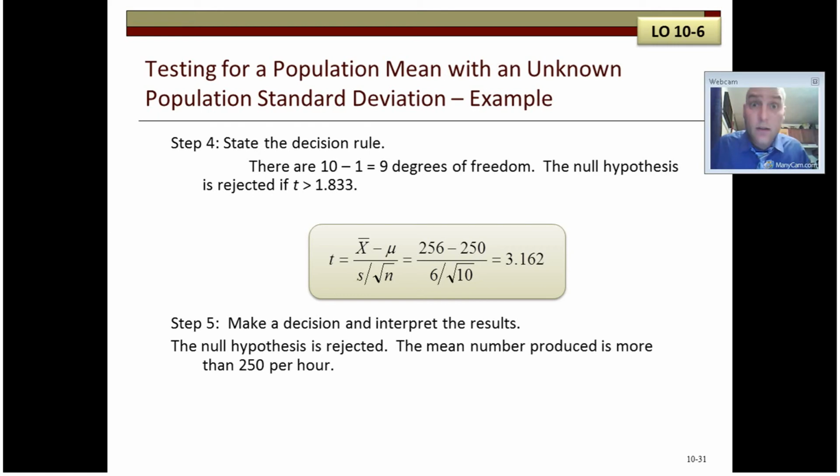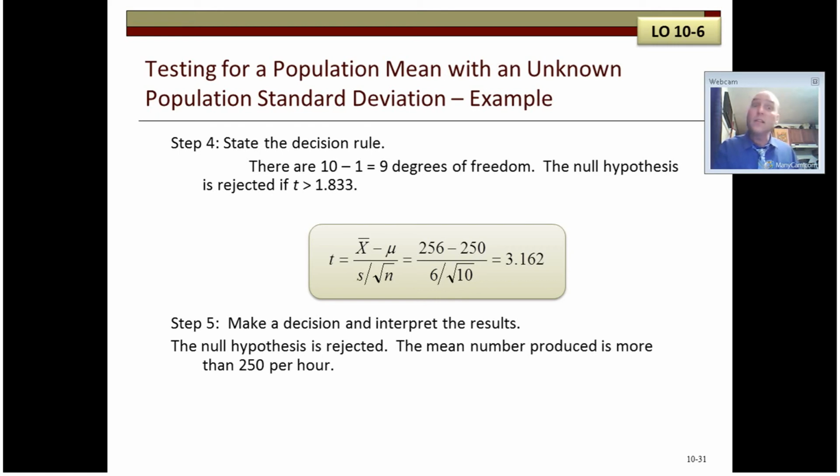We reject the null. Null means no relationship or no difference. The null is a statement of equality. We reject all of those things. We reject equality. We reject equality in terms of the old mean still being the new mean, that the old mean of 250 is no longer equal to whatever our new mean is.